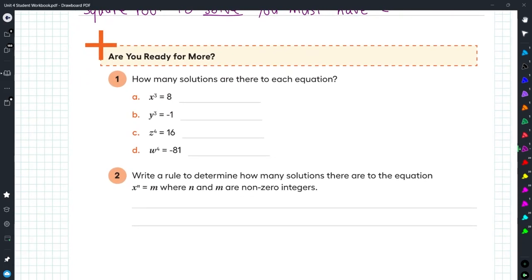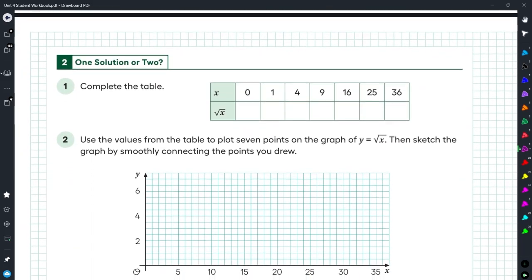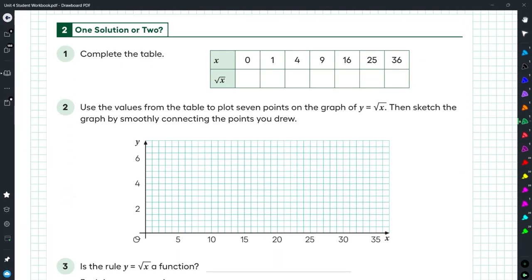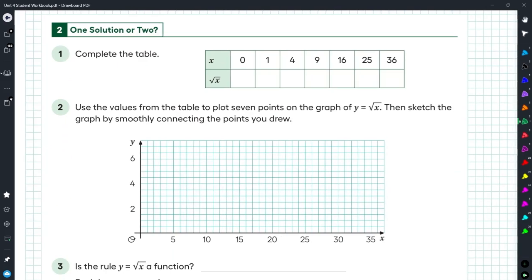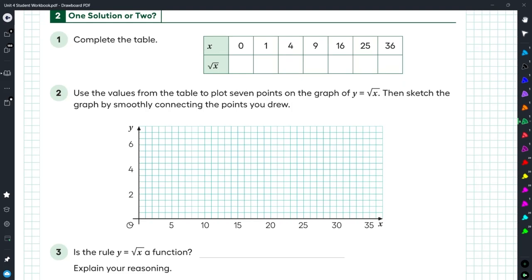Now we're going to skip the "Are you ready for more" and talk about this situation here. We have a function, and we're going to represent it with a table and then draw a graph of it. We have x is 0, 1, 4, 9, 16, 25, and 36. And now the square root of x. The square root of 0 is 0. The square root of 1 is 1. The square root of 4 is 2. The square root of 9 is 3. The square root of 16 is 4. The square root of 25 is 5. And the square root of 36 is 6.